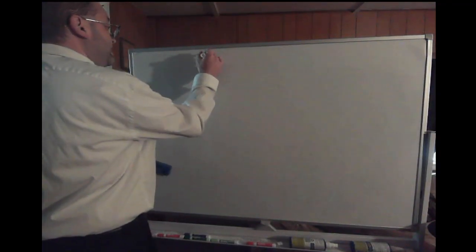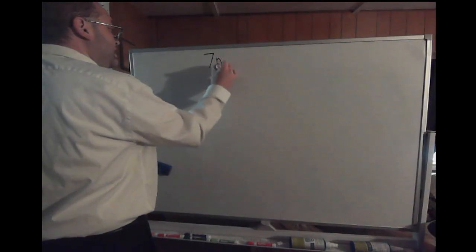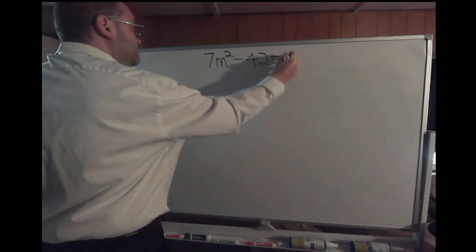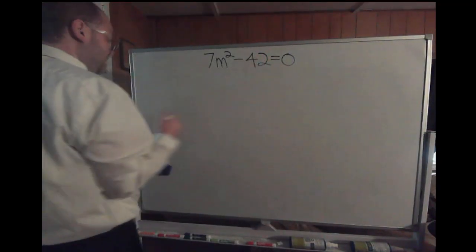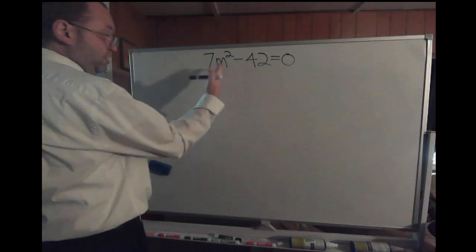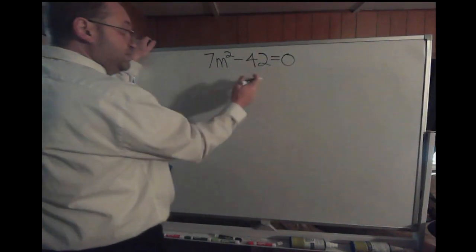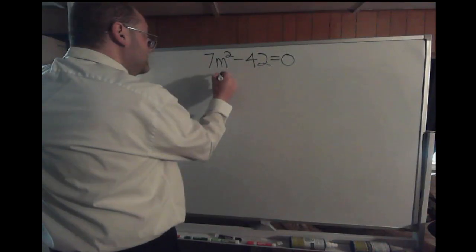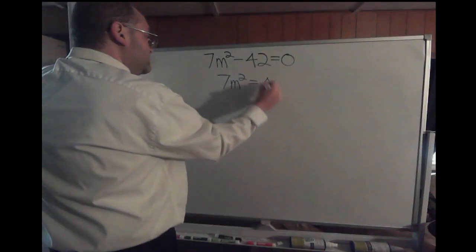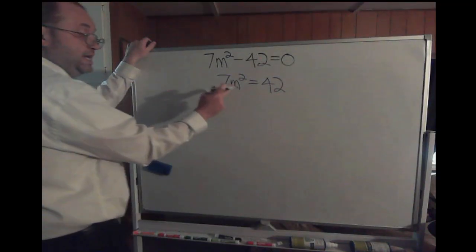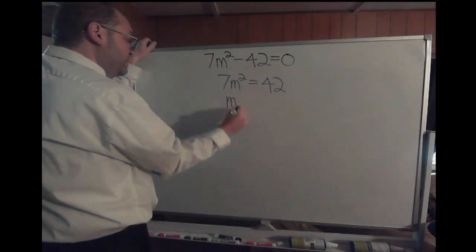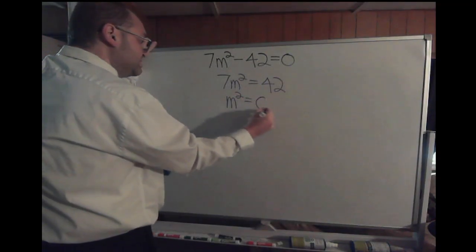Alright, let's see. We have 7m squared minus 42 is equal to 0. Well, of course, get that 7m squared by itself, so you have to add 42 to both sides. If you do that, you'll get 7m squared is equal to 42. Now you just want to get m squared by itself, so you divide both sides by 7. If we do that, you'll get m squared is equal to 6.